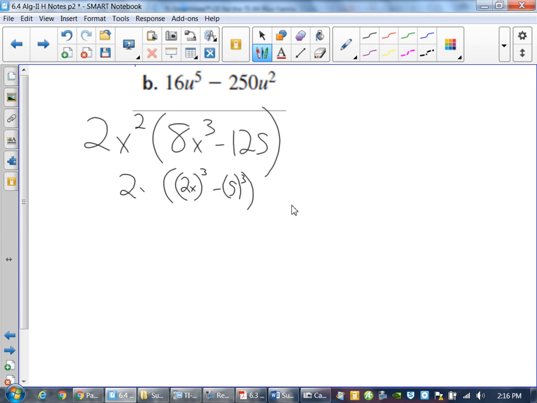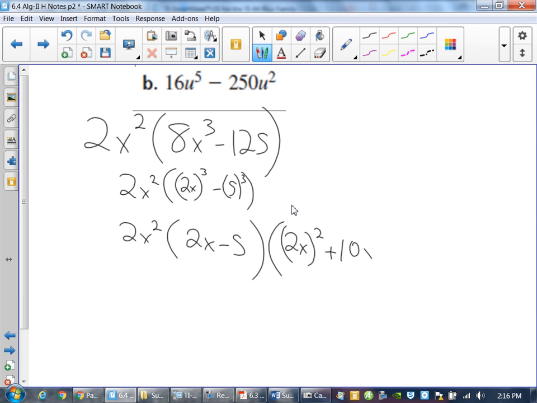2x squared is still here, so I bring it down again, and I follow the pattern. The difference of cubes was A minus B, so 2x minus 5. And then the second part was 2x squared plus, very good, 10x, and then it's plus 25. The reason I wrote that 2x quantity squared is because 2x is following the rule of A. 2x quantity squared is 4x squared.